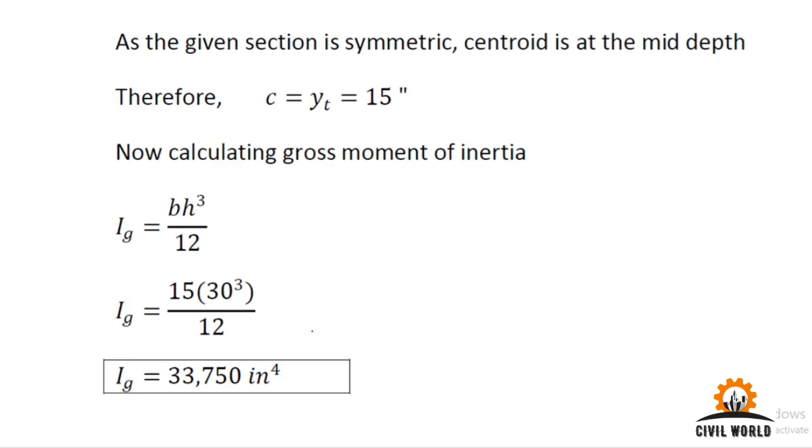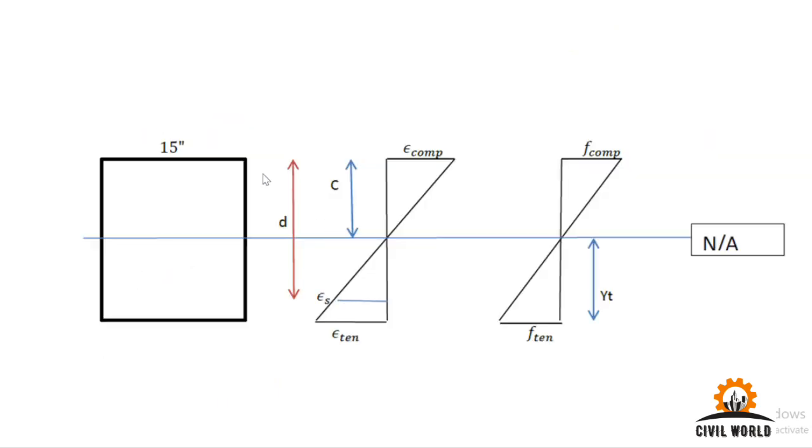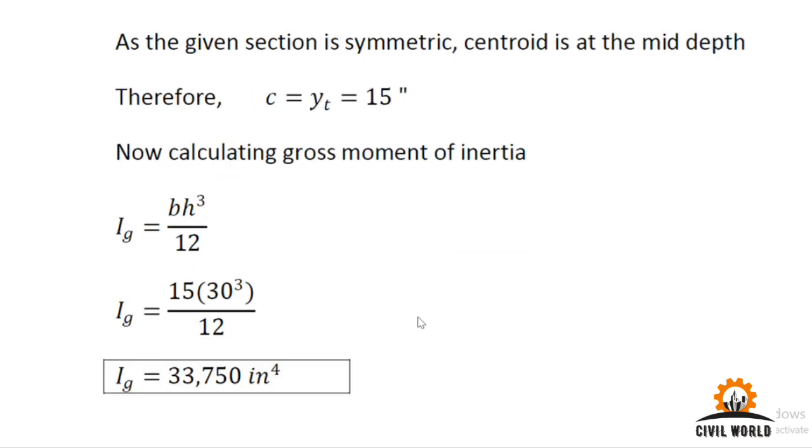Moving forward, we already know that this is basically a symmetric section, and its centroid is at the midspan, at the midpoint actually. So this c and yt are actually equal. If the total depth is 30, c and yt will be equal to 15 inches. So we don't need to go into further calculation. We can directly take it as 15 inches and calculate the gross moment of inertia.